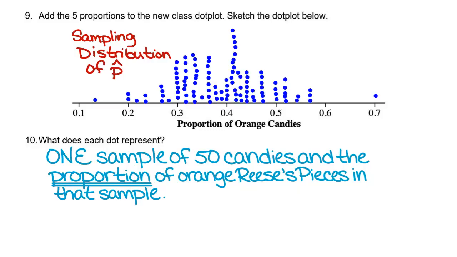What do you think the mean of this distribution is? What was the mean of our other distribution when we did n times p? It was 0.4 times 50, right? So we had 20 as our old mean for our distribution. Now these are proportions. And what did we do to get each of these p hats? Divided by 50. So what do you think we could do to the mean? Divided by 50. What happens when you do 20 divided by 50? You get 0.4 or 0.40.